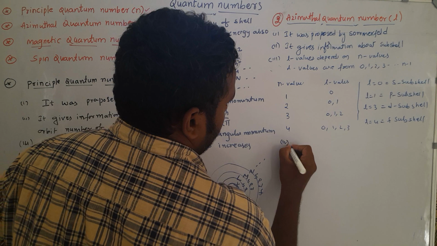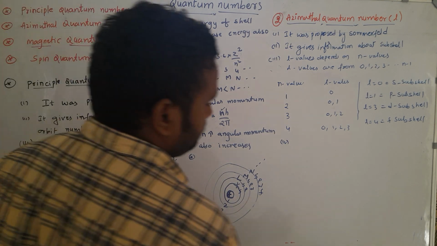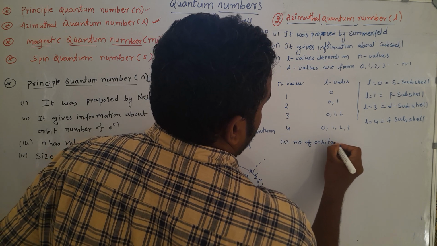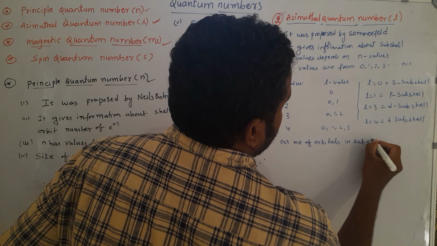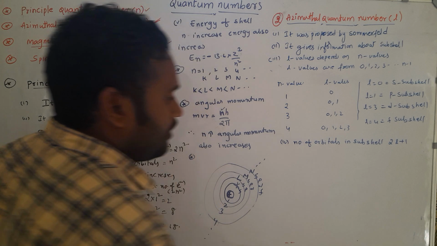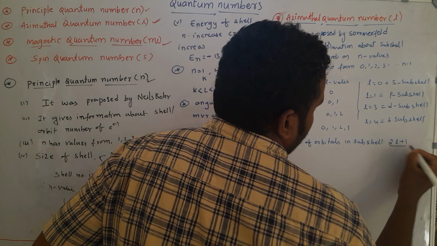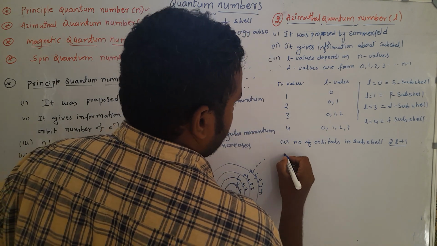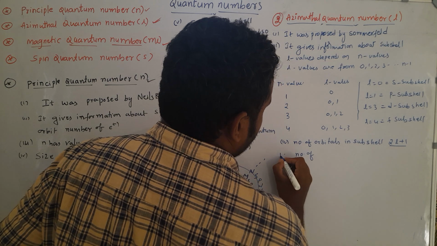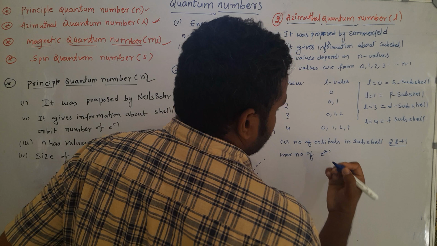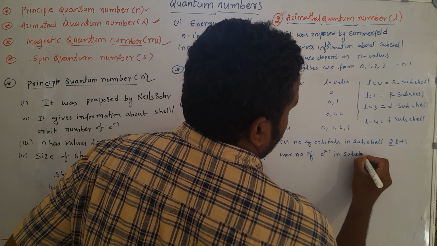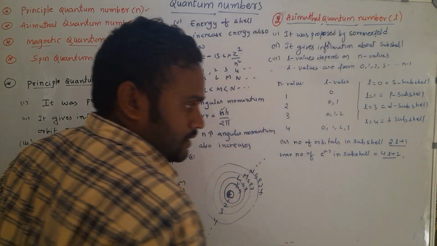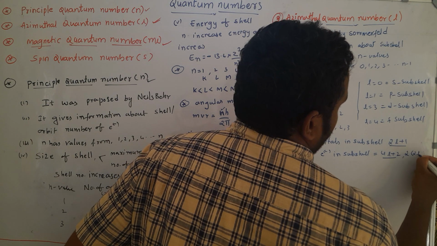And here, the number of orbitals in a subshell is equal to the formula 2L plus 1. The maximum number of electrons in a subshell is given by 4L plus 2, or this formula we can sometimes write as 2 into 2L plus 1.